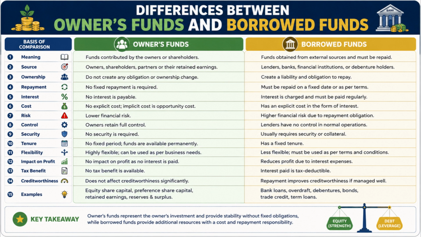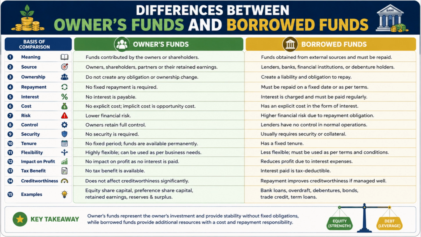Number 1. Owner's funds are funds contributed by the owners or shareholders of a business, whereas borrowed funds are funds obtained from external sources that must be repaid. Number 2. Owner's funds come from owners, shareholders, partners, or retained earnings, whereas borrowed funds come from banks, financial institutions, lenders, or debenture holders. Number 3. Owner's funds represent ownership capital in the business, whereas borrowed funds create a liability that the business owes to creditors.